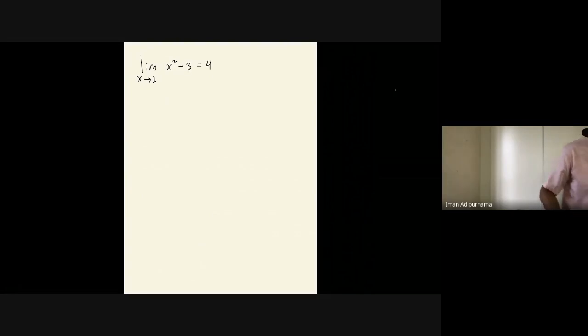Let me write another. Limit x approaching 1 of x squared plus 3 equals 4. We need to prove it using epsilon and delta. You can try, but you will find it has a bit of a problem.